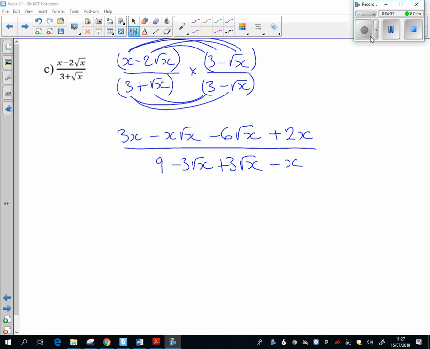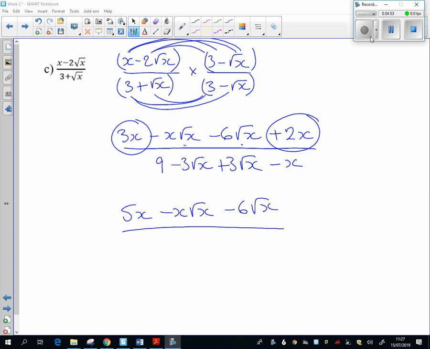So on the numerator, I've got 3x plus 2x, so that's 5x. These two, they do share a common factor of root x, but I'm fine to leave them like that for now, and then I'll just consider at the end whether there's any sensible simplifying to do. In the denominator, those middle 2 terms are cancelling, so it's 9 minus x. And I think that's probably the most sensible way to leave that answer.